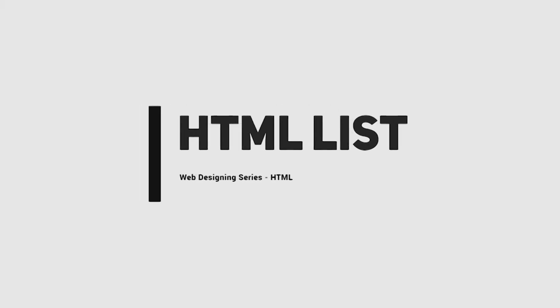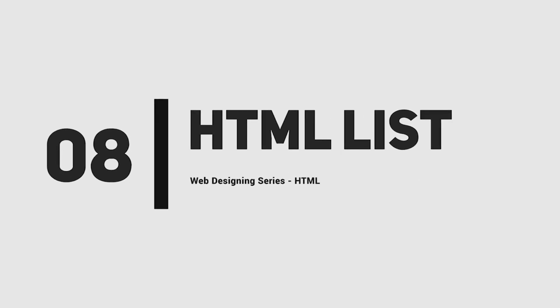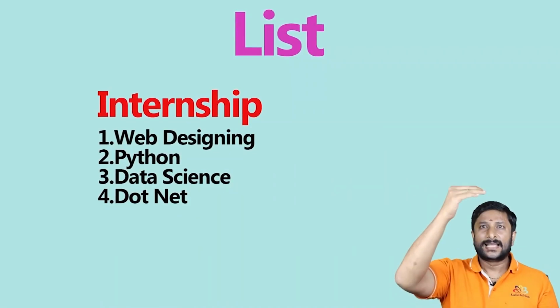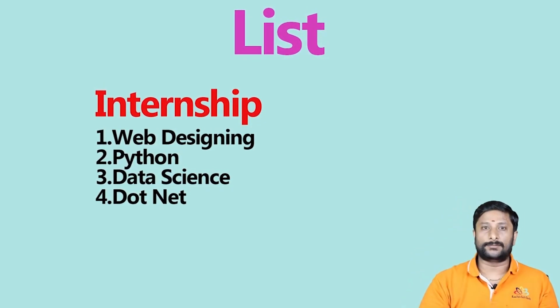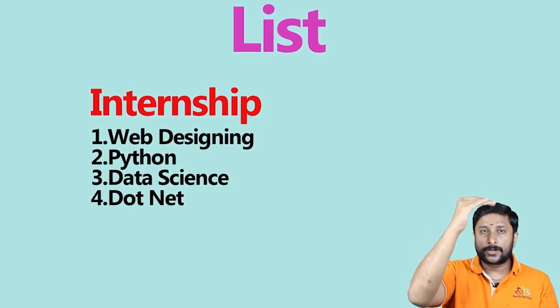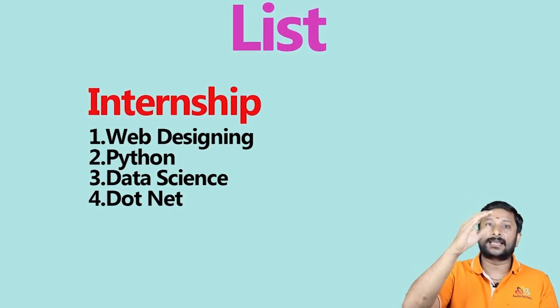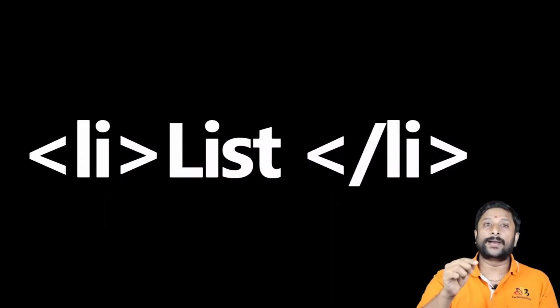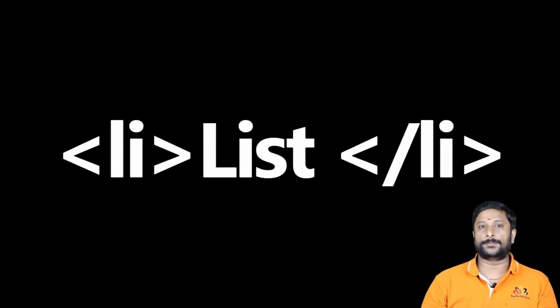Web design series, HTML 8th video, HTML list. What is a list? Displaying the content in an order. That is called a list. So I want to show some data in an order, I'm grouping it in a list. That is called a list, which is specified by the li tag in HTML.